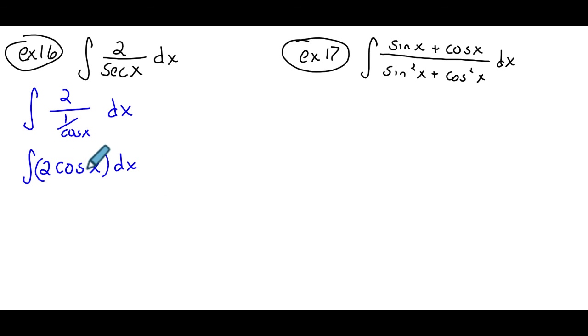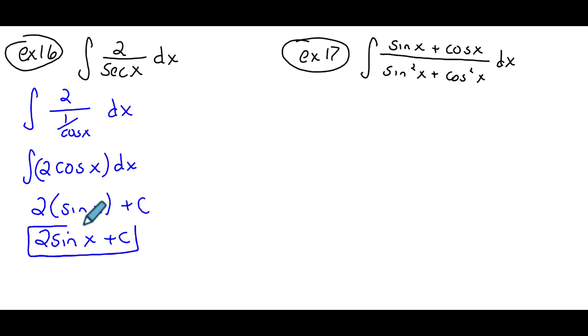And now I'm just going to integrate this. I remember that the integral of cosine is sine of x, and I'm going to multiply that by my constant 2, so I get 2 sine of x plus c as my answer for this problem.